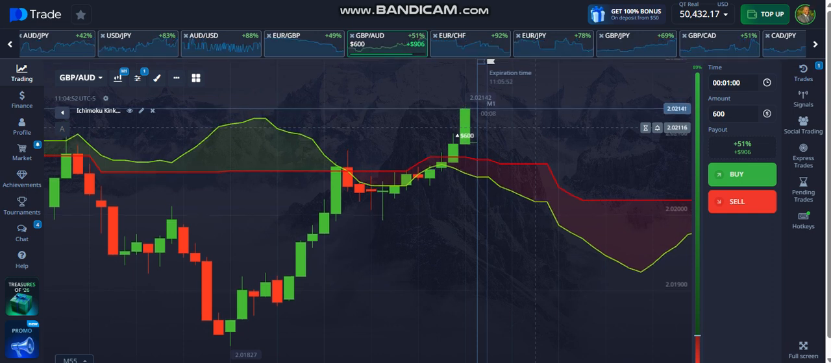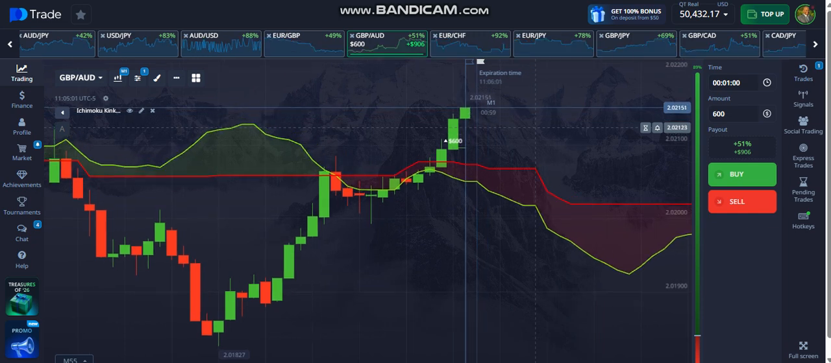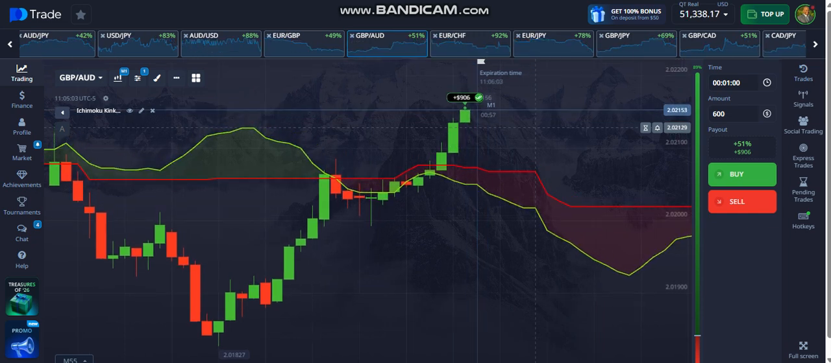And this trade is moving in our direction, which is a good sign. And let's wait for the expiry of this trade. And great. So yes, we won that trade. So we're 3 for 3. Let's go for one more trade.